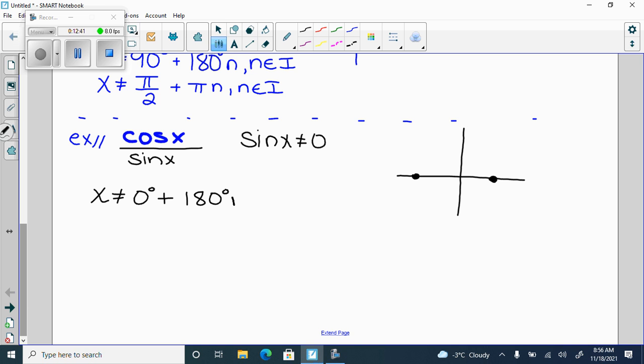180 degrees n, n an integer. But what did I tell you to do when you have a 0? Or what did I tell you they won't do? Put it in. They won't put it. This will just go, gone. So we're going to go 180 degrees n, n an integer, or pi n, n an integer.